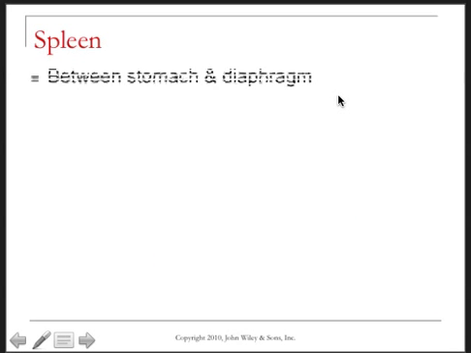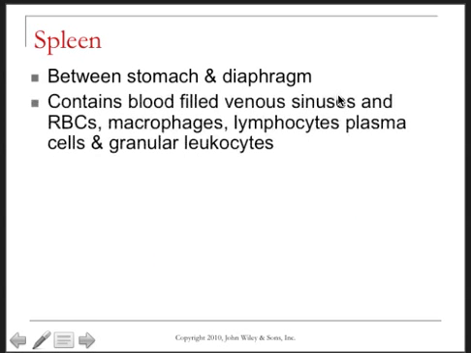pathogen. Okay, the spleen is located between the stomach and the diaphragm, and it contains blood-filled venous sinuses and red blood cells, as well as macrophages, lymphocytes, plasma cells, and granular leukocytes. So this is an interesting collection of tissue. One of the spleen's jobs is to recycle worn-out red blood cells, as we discussed when we were talking about the circulatory system. But it also has an immune function, and in the immune function, what we have again are antigen-presenting cells, the macrophages, but we also have the lymphocytes and the plasma cells. Remember, those are part of our specific immunity.